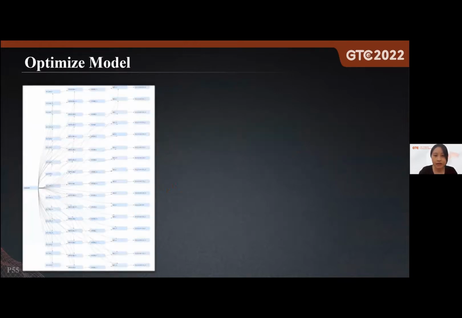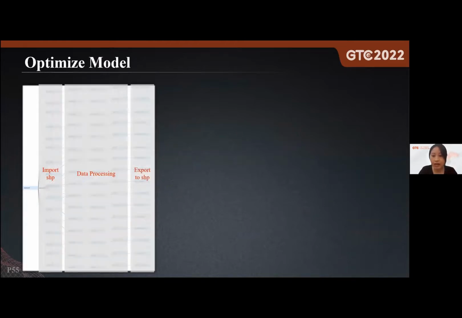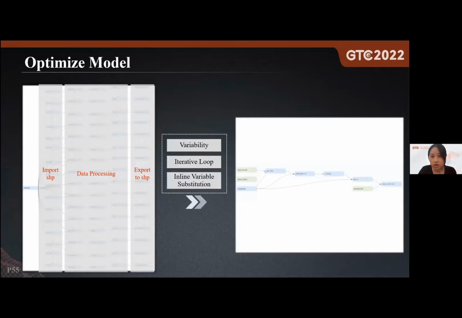Take this data cleaner model as an example. The workflow is to import shape files and process them, and then export the results to shape files again. For the process with repeated operations, we can simplify the model by variability, iterative loop, and inline variable substitution to achieve batch importing, processing, and exporting.